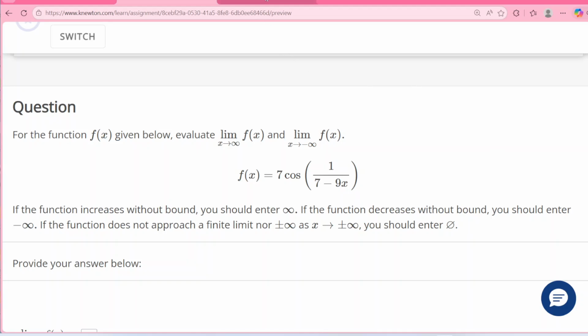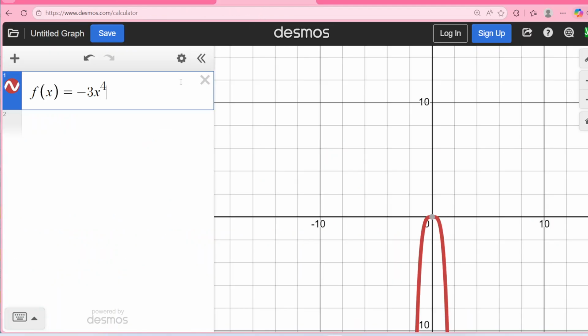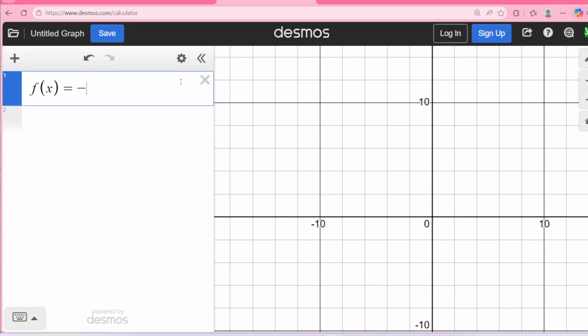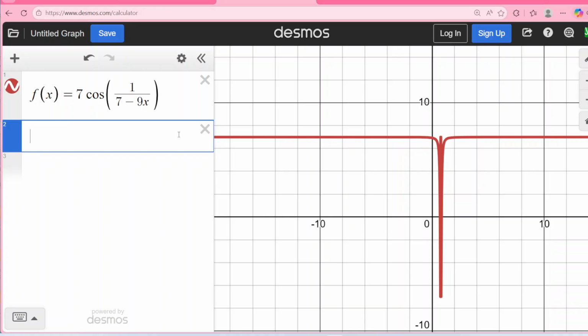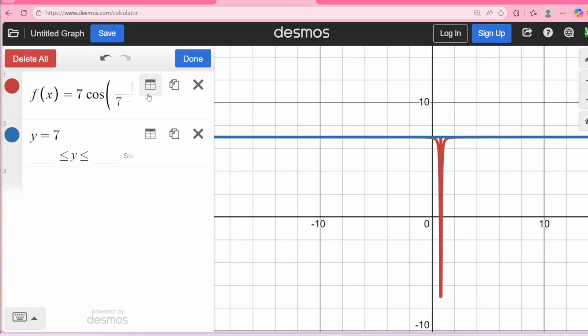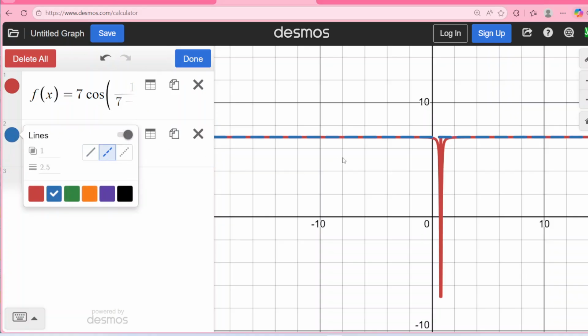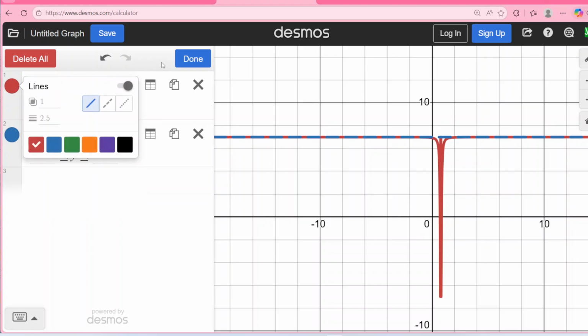Now, I'm still going to go look at the graph, make a table. All right. Make sure you're in radian mode, by the way. Have radians, not degrees, for your trig function. So we have f of x equals 7 times the cosine of 1 over 7 minus 9x. And you see, I'll put in the graph y equals 7. Maybe make it a dashed line or something. And you can see that, it basically looks like it's right on top of the graph that we made.